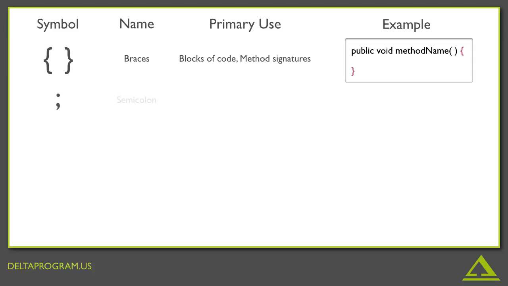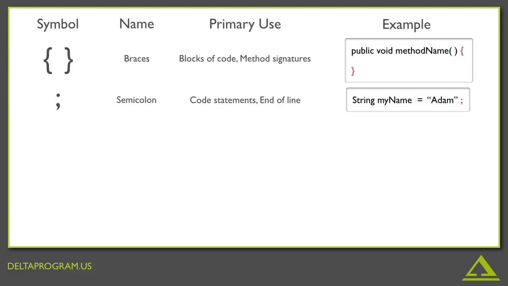Next up is the semicolon. This one should be a little more familiar. It's actually used in code to represent a completed statement, or the end of a line. If you see this, you know that everything that came immediately before it is part of one line of code. So for instance, again, highlighted in red, everything to the left of the semicolon in the example is part of that one line. So with braces and semicolons, you can identify blocks and statements.